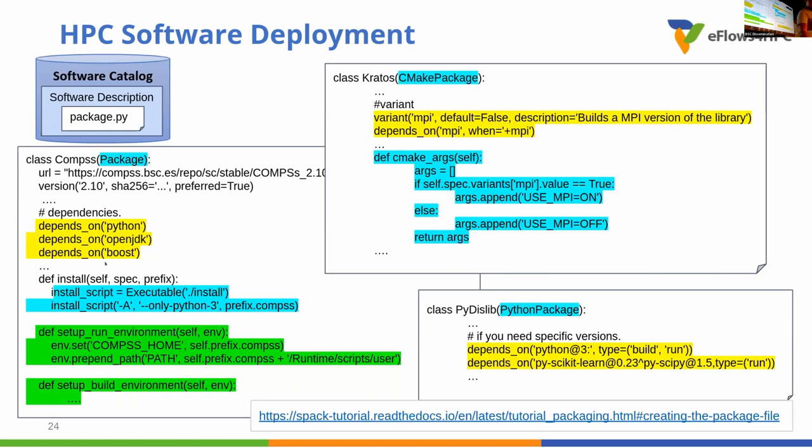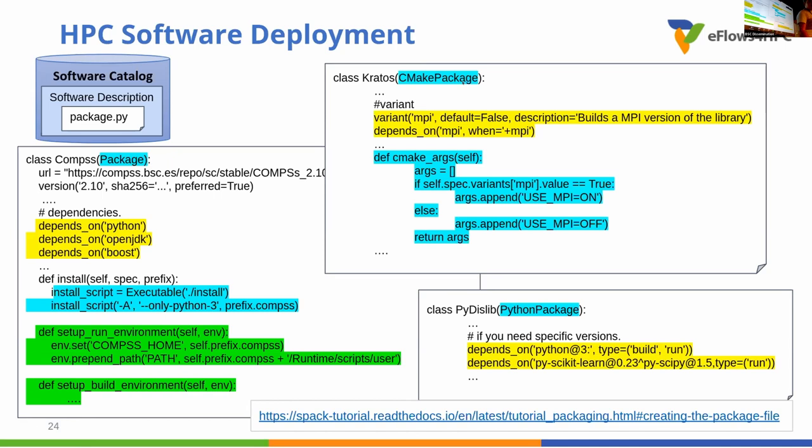Yes, we have different examples. For instance, basically you define the dependencies to other packages, and you can define the execution of a script and set some kind of environments that will be set up during the execution, and another environment that is created for the building. And this is the generic package where you have to define everything.